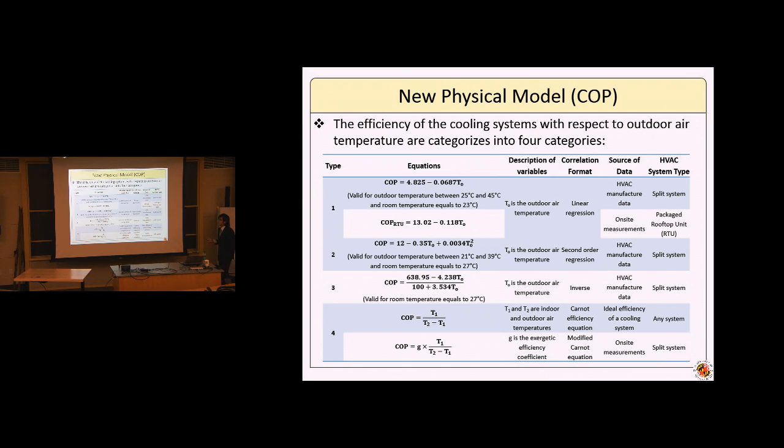First category, it's for the window package unit. So the correlation, it's a linear correlation. The second type, it's a second-order correlation. So these are coming from the manufacturer data. Some researchers took it, conducted regression analysis, and came up with these equations. The other one, it's inverse correlations. The other part, you could mimic the same structure as the Carnot efficiency to calculate. So these are the resources we need for quantification of the COP.